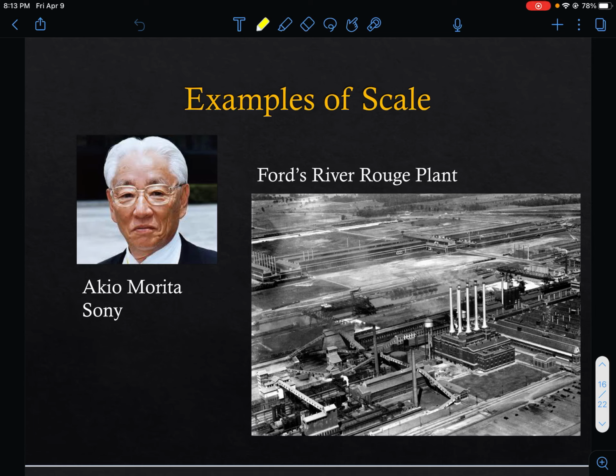Hi, everyone. To wrap up the production and costs section, I want to talk a little bit about scale. Scale has to do with the overall size of your operation. And there are a couple quick stories that I want to share to illustrate this point. The first one is about Akio Morita.